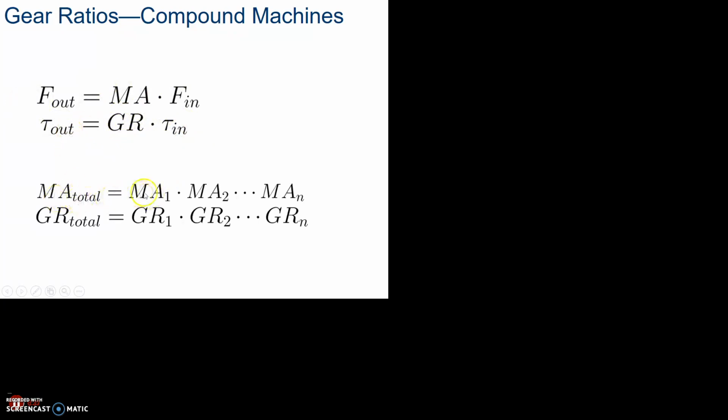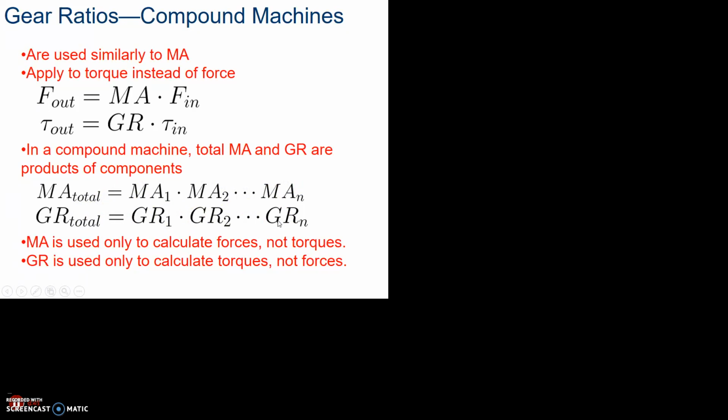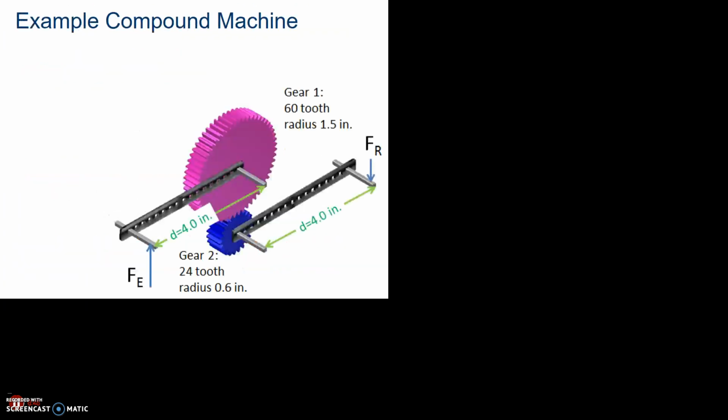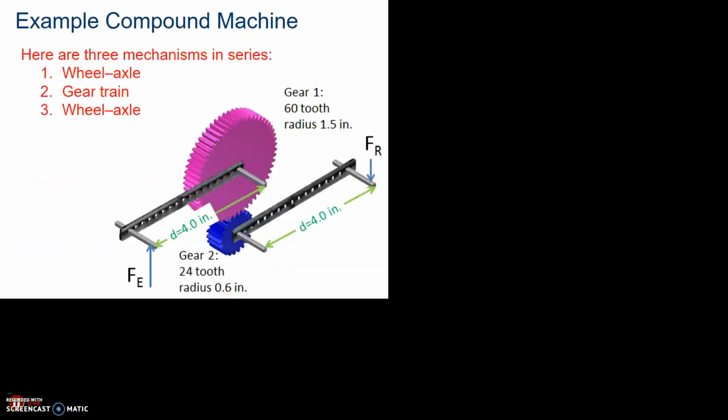Mechanical advantage is just the product of all of the mechanical advantages. Gear ratio is just the multiplication of all the gear ratios. So they're just used in the same manner. There's no change. So let's go for an example here.